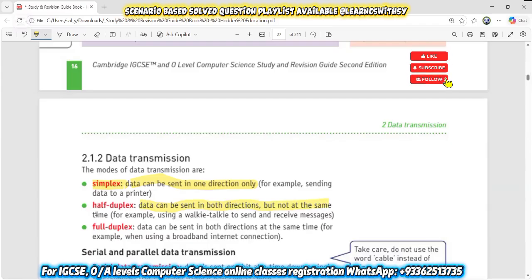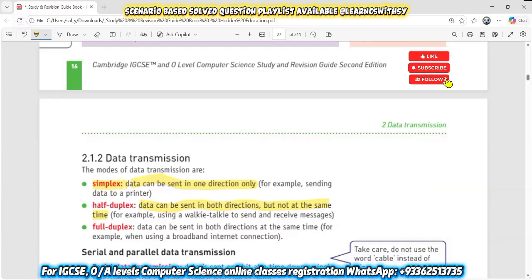So if you just give the example, I'm talking about how I can land on a high-level answer. If it's a simplex question, data is sent in one direction only, from sender to receiver. Perfect. But if you really want, you can mention an example like sending data from a computer to a printer. You can even talk about television. You can say radios, televisions, loudspeakers, they all are examples of simplex communication.